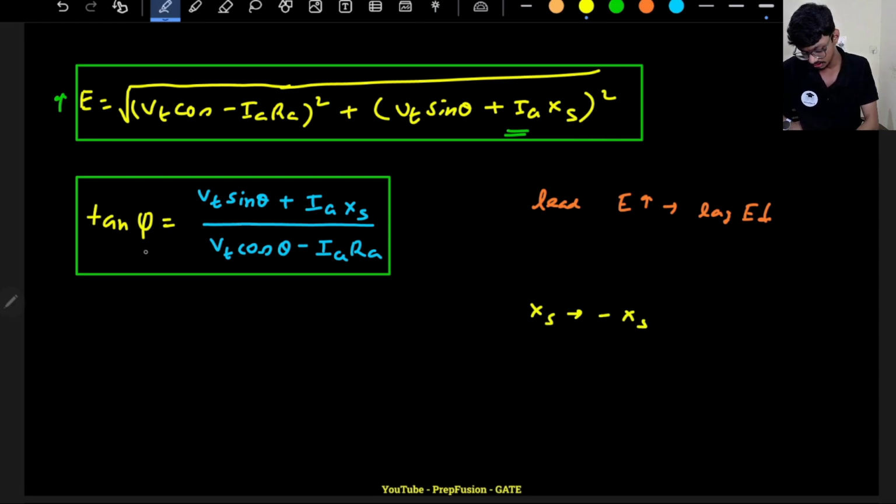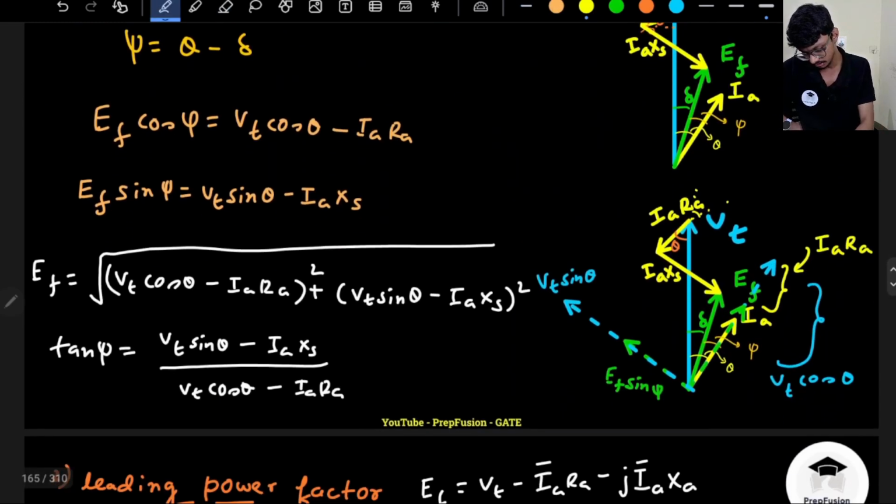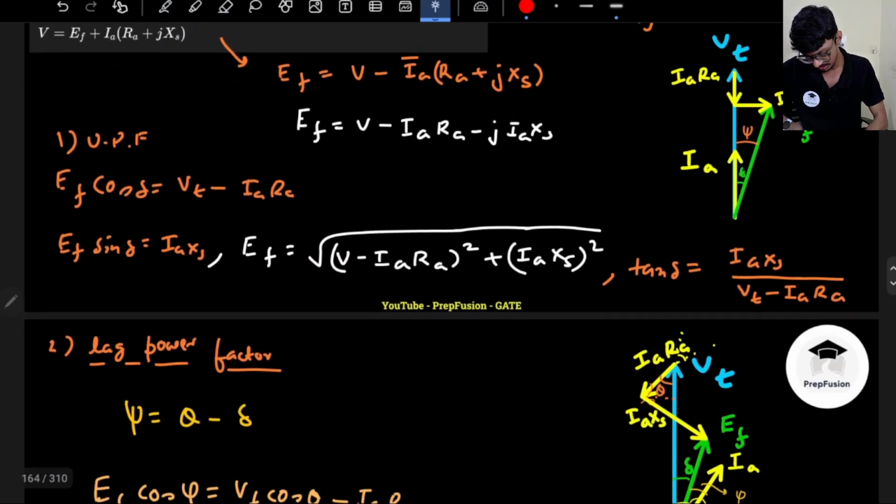And remember, your psi this time is theta plus delta. Previously, if you see here, it was theta minus delta.